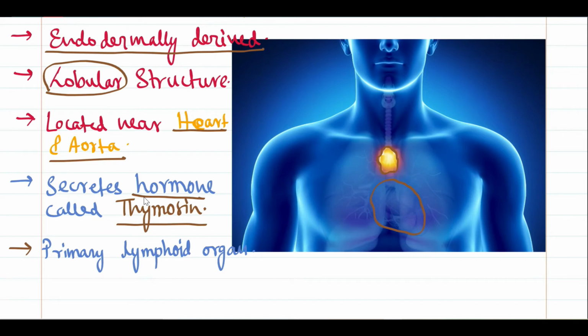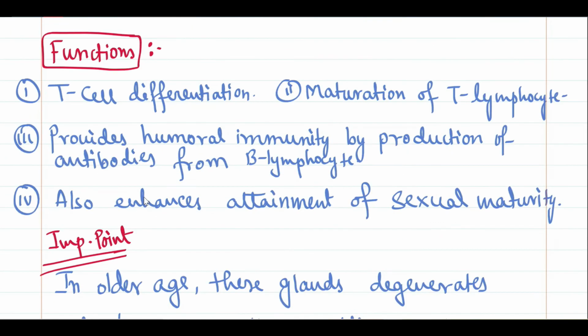It secretes the hormone thymosin, and it is also considered a primary lymphoid organ. Why it is called a primary lymphoid organ, we will see on the next page. Now, its functions are T cell differentiation and maturation of T lymphocytes. These T lymphocytes are WBCs, which help provide immunity to our body. Since the functions of the thymus gland are associated with lymphocytes and the lymphatic system, it is also called a primary lymphatic organ or lymphatic gland.